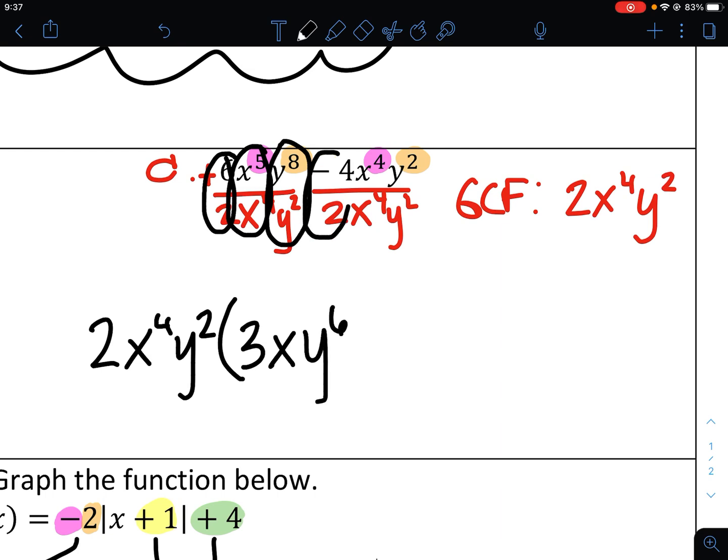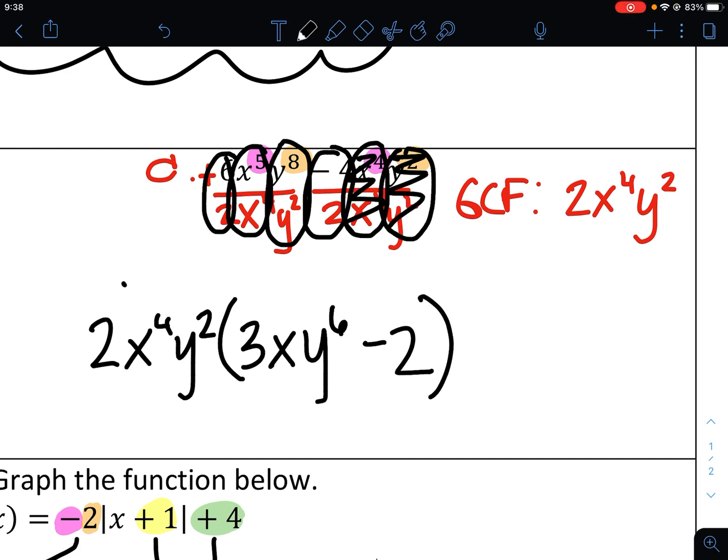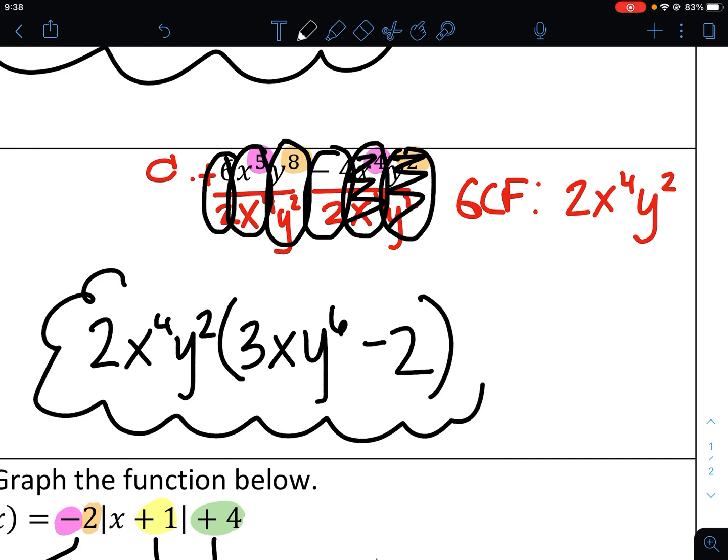And then we just go in order, left to right. -4 divided by 2 is -2. x to the 4th divided by x to the 4th, boom, 1. So those are gone. And then y squared divided by y squared, also 1. And we're done. There is your final factored form.